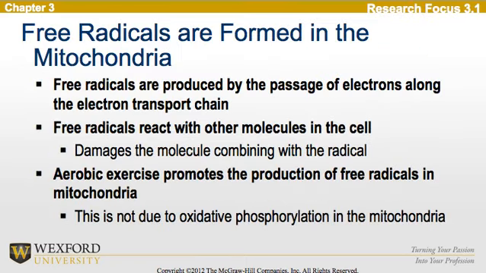Now looking at how free radicals are formed in the mitochondria. Free radicals are produced by the passage of electrons along the electron transport chain. Free radicals can react with other molecules in the cell. However, this damages the molecule combining with the radical. Aerobic exercise promotes the production of free radicals in the mitochondria. This is not due to oxidative phosphorylation in the mitochondria, however.